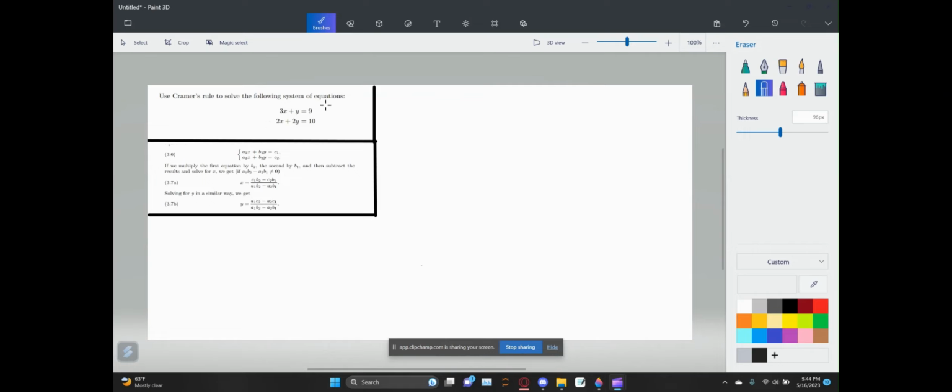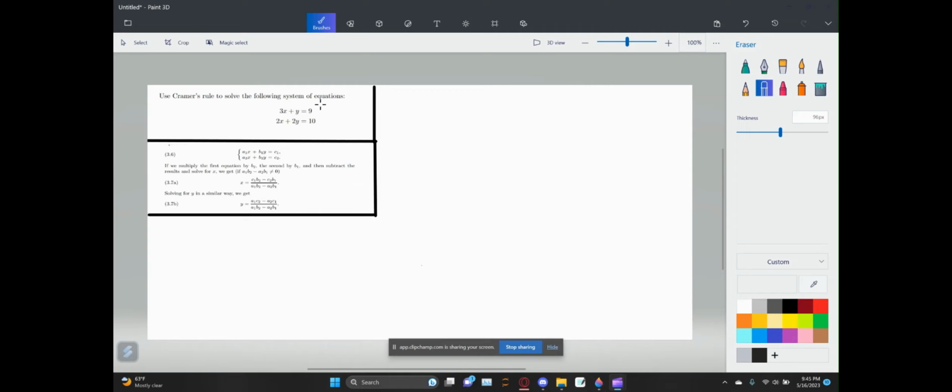Now, Cramer's rule is another method of solving systems of equations, and today we're going to be using it to solve this particular system of equations up here. Now, if you're in the class and think this particular system of equations looks familiar, that's probably because it is. This is from the second midterm.